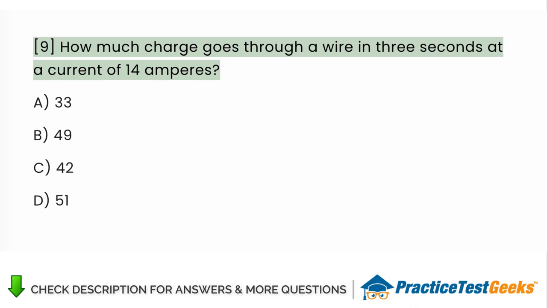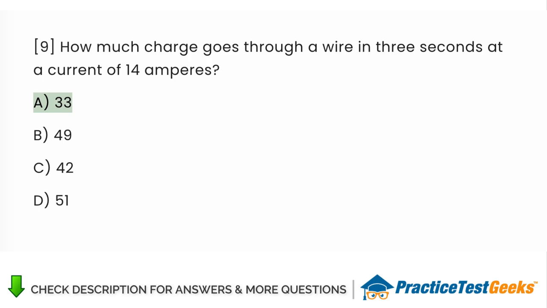How much charge goes through a wire in 3 seconds at a current of 14 amperes? A. 33. B. 49. C. 42. D. 51.